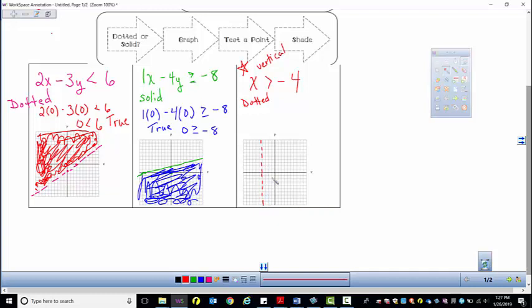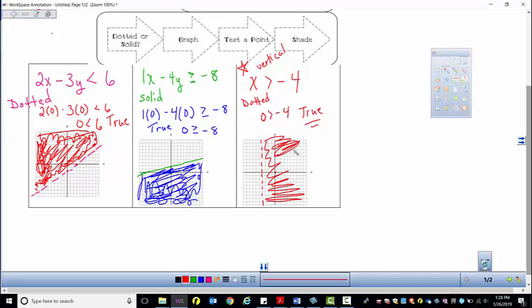And then you can put a test point. Here's 0. So if I put 0 is greater than negative 4. Is 0 greater than negative 4? That is also true. I gave you all true ones. Remember, they can be false. So because my test point was true and my test point is to the right, I shade to the right.